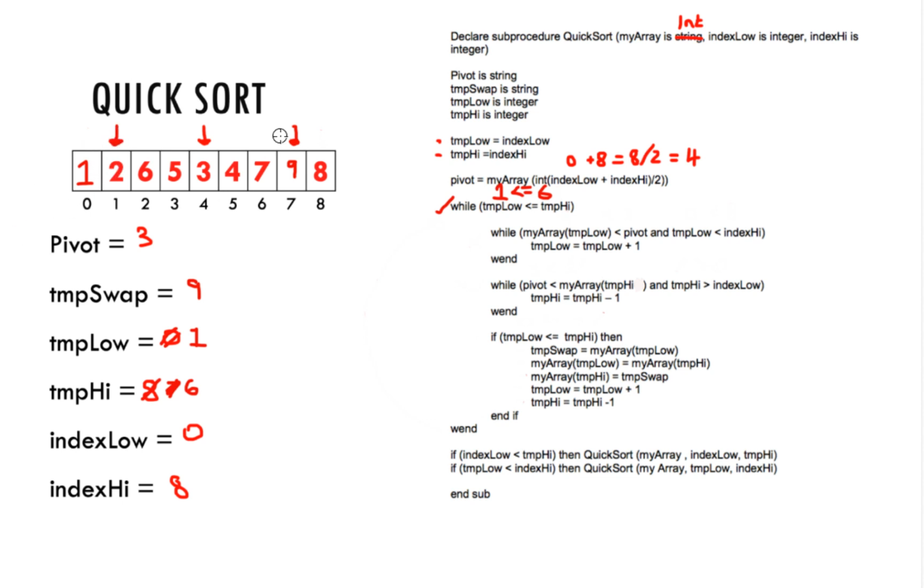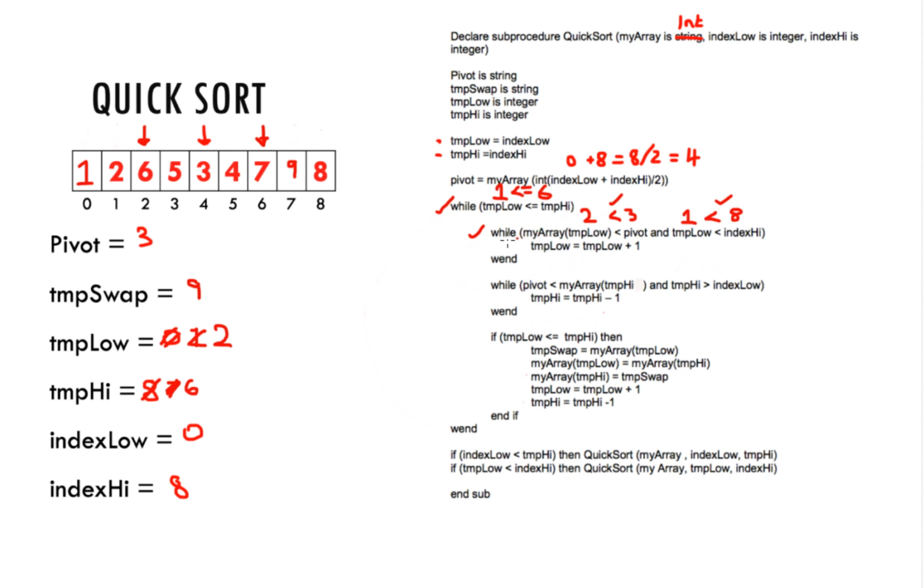And that says while my array at temp low, which has the value of 1, so now I'm looking at the value of 2. While 2 is less than the pivot point of 3, and temp low, which is 1, is less than index high, which has the current value of 8. That is true. 2 is less than 3, so I keep it already in its position on the left-hand side of the array, and all I need to do is increment my low pointer by 1.